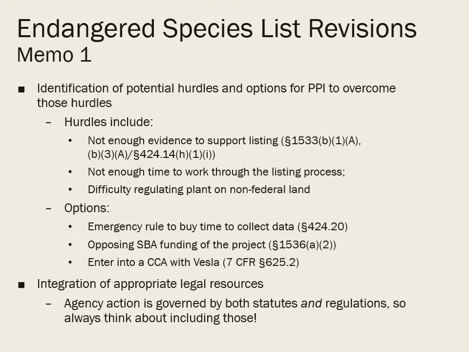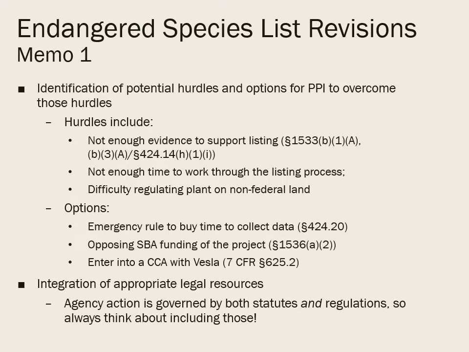Your memo also had to identify any hurdles PPI might face. And whenever you're going to discuss hurdles or obstacles, you should also talk about ways to overcome them. So in this case, hurdles might have included lack of evidence to support listing the plant, not enough time to work through the listing process, potential inability for Fish and Wildlife to regulate a plant on private, non-federal land, backlash from the community, which stands to lose jobs, lawsuit by Vessla, public relations nightmare for PPI. So you should have noted at least one of these hurdles.